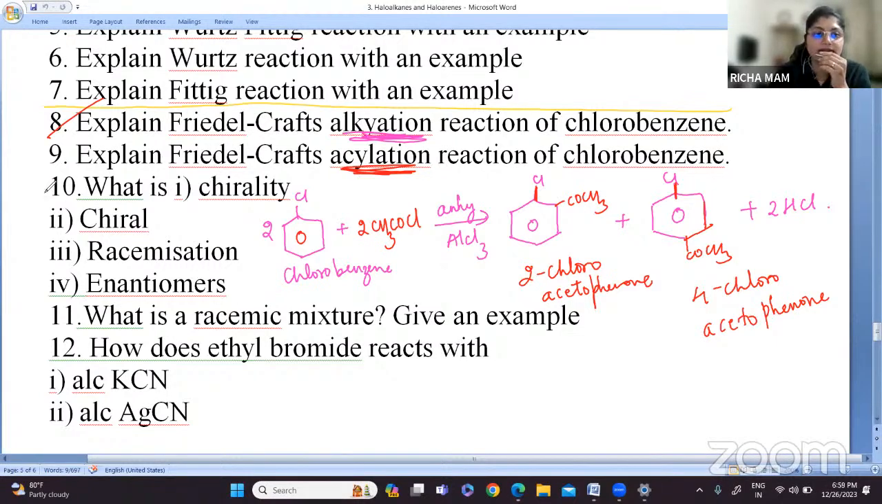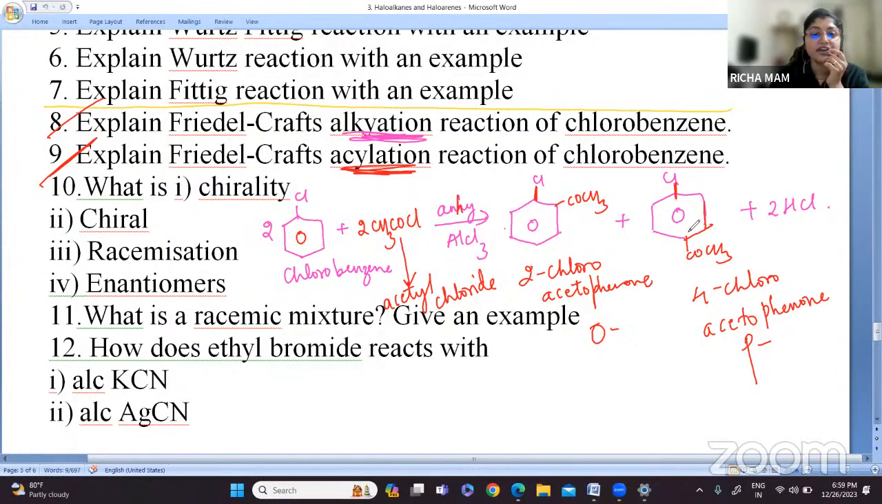I'll explain this reaction. So chlorobenzene, when it reacts with acetyl chloride, in the presence of anhydrous aluminium chloride, gives ortho and para products. Which are the ortho and para products? One is 2-chloroacetophenone and the second one is 4-chloroacetophenone. So this is an ortho product, this is a para product. 1,2 substituted and this is 1,4 substituted.